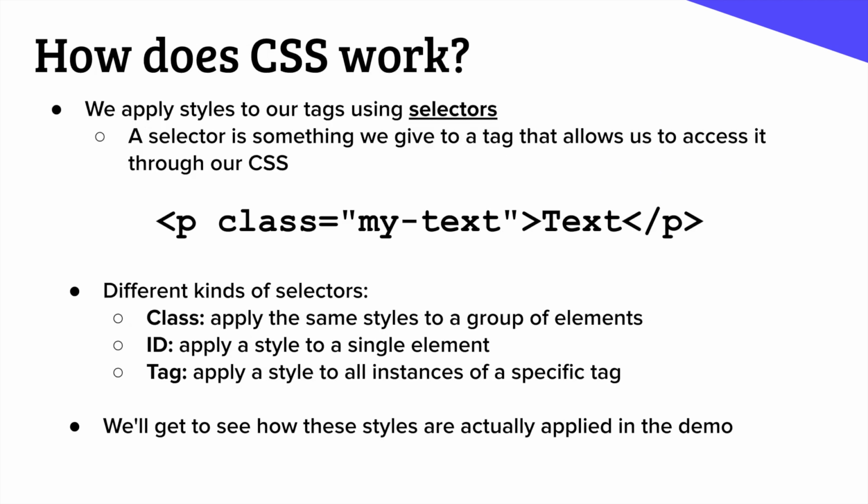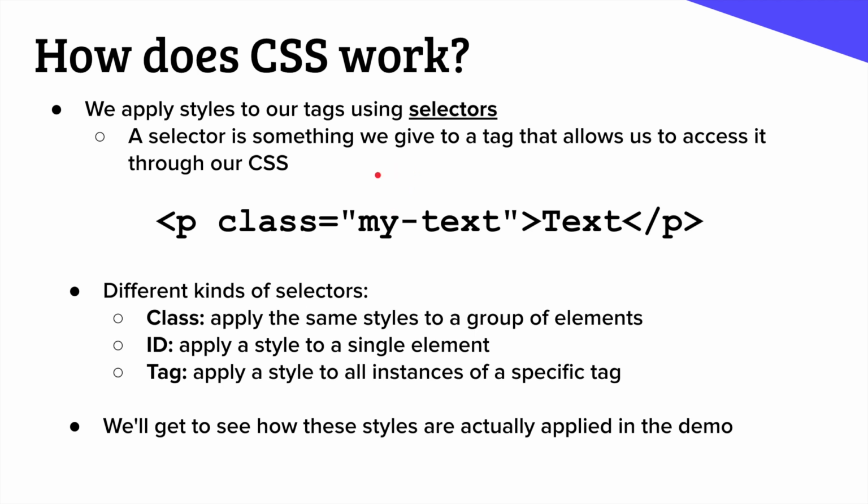Now let's go into detail about how CSS works. The main idea behind CSS is something called selectors. When we want to style our HTML elements, we want to be specific about where we're styling, or which particular tag we're styling. And that is exactly what CSS selectors allow us to do. They give us a way to access particular tags so that we can selectively apply styles to them.